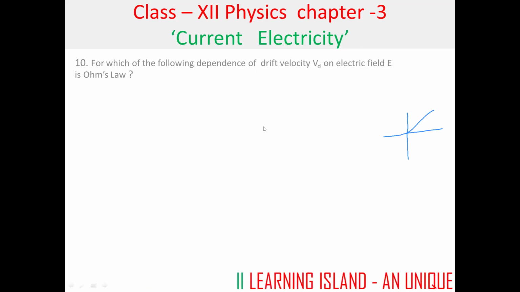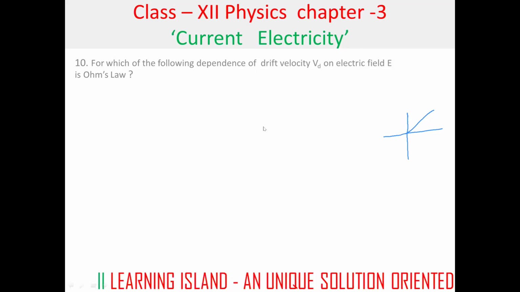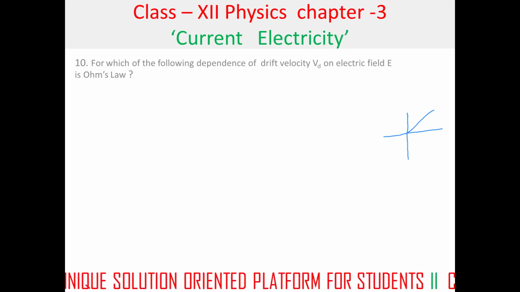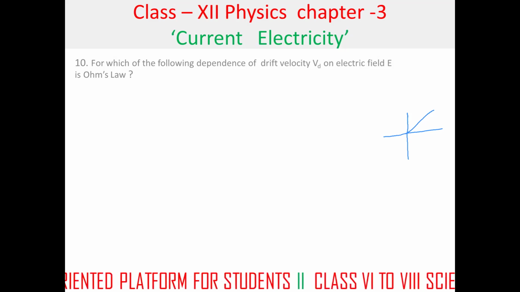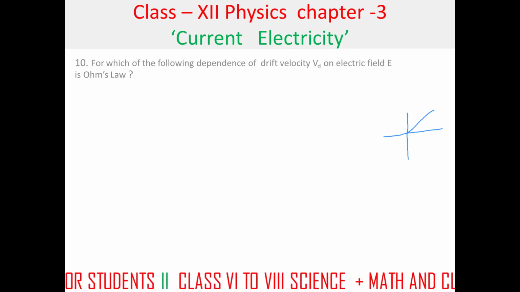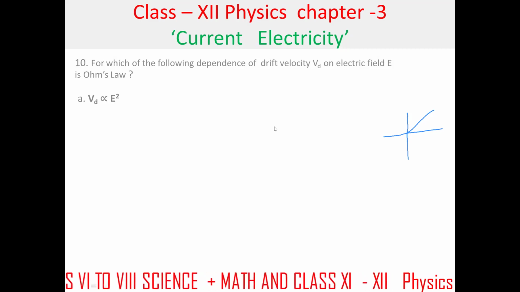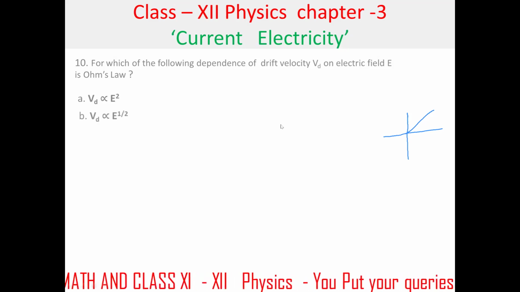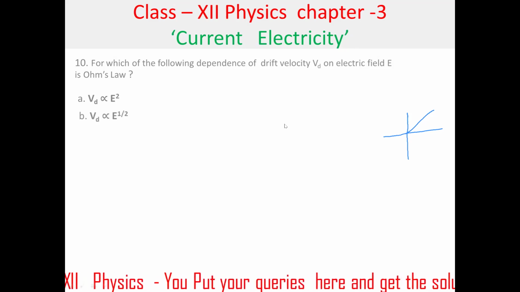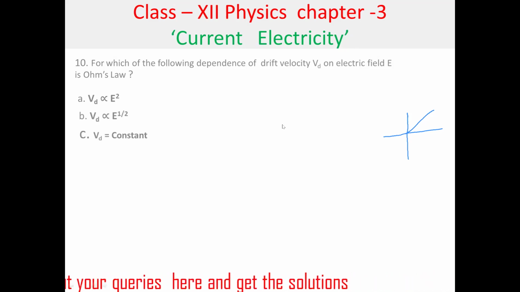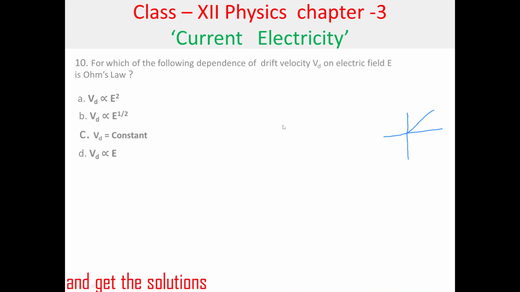Now question number 10. For which of the following dependence of drift velocity Vd on electric field is Ohm's law? Vd varies as E square, Vd varies as E to the power half, Vd constant, Vd varies as E. Which one is the answer?